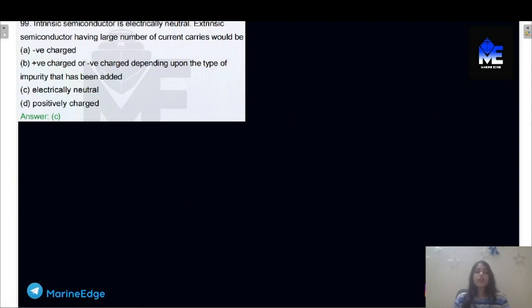Moving on. An intrinsic semiconductor is electrically neutral. Okay, intrinsic semiconductors are electrically neutral. Extrinsic semiconductors have large numbers of current carriers. So if the extrinsic semiconductor has a large number of current carriers, would it be positively charged, neutral, or negatively charged? Until the semiconductor is forward biased, only then is there a charge amplification happening here. Until then, it remains electrically neutral only.